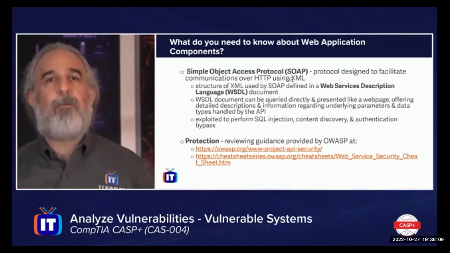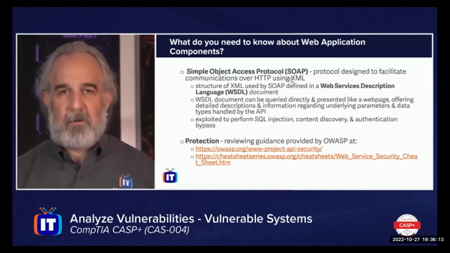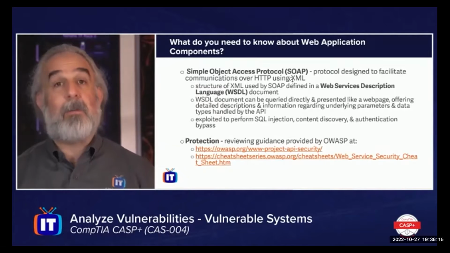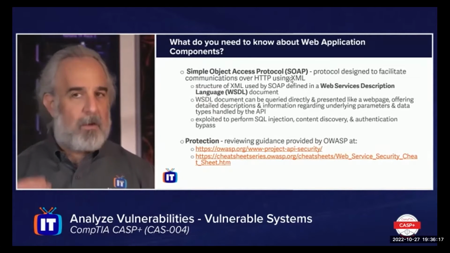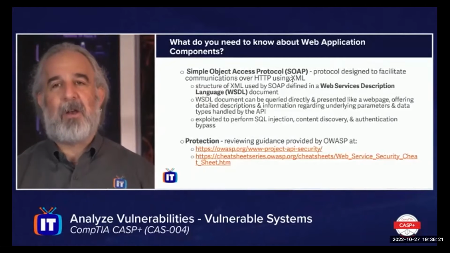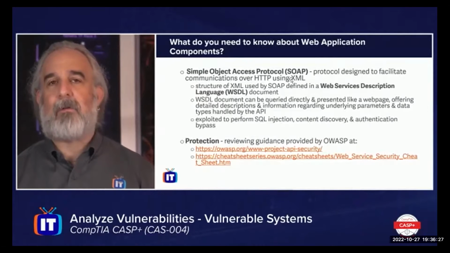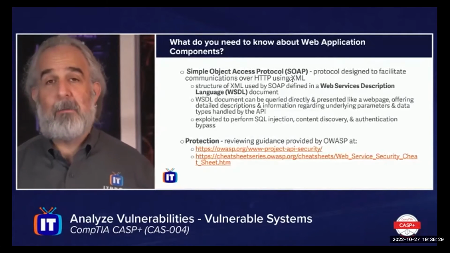Think of it as the formatting document, the document that tells us what we can do, under what conditions, and how it should look. This document can be queried directly and essentially shows up like a web page, gives us detailing information, tells us about the parameters, the data types, how the API, in other words, should potentially consume and interact with this information. That's all good, but here's the problem.